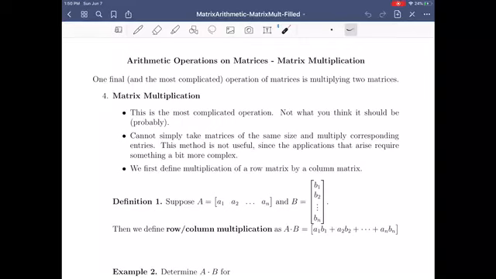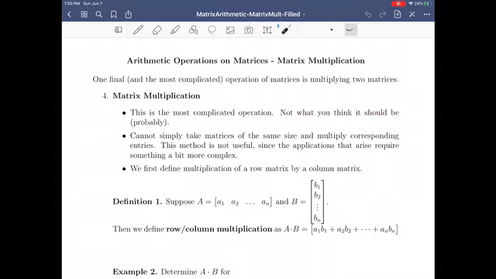In this video, we're going to talk about the last operation on matrices that we're going to do in this class. It's called matrix multiplication. So here we're multiplying two matrices. It happens to be the most complicated of our operations that we're going to look at. And unfortunately, it's probably not what you're thinking it should be.